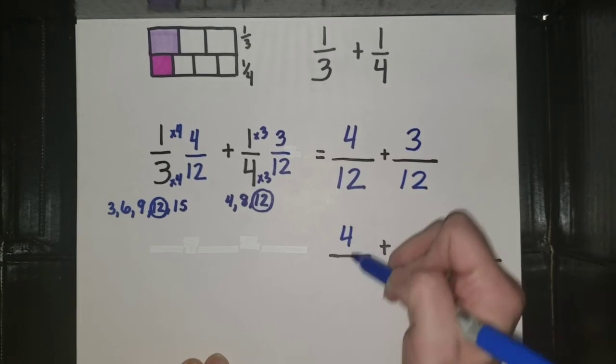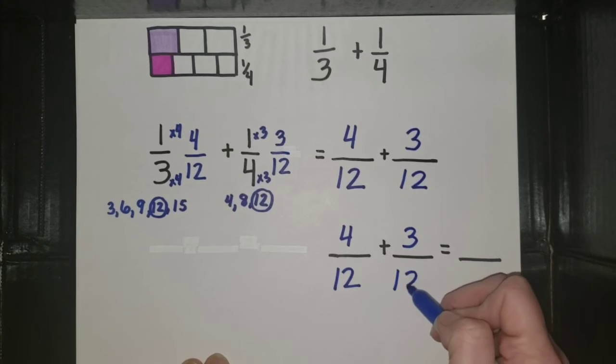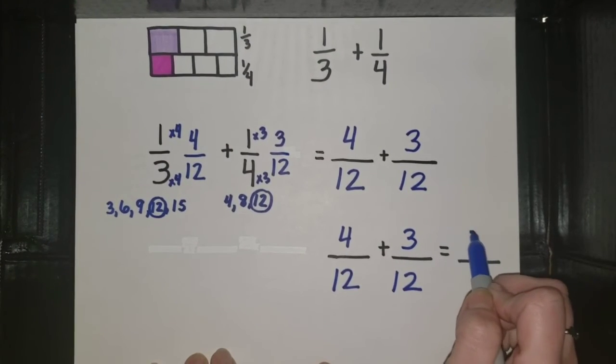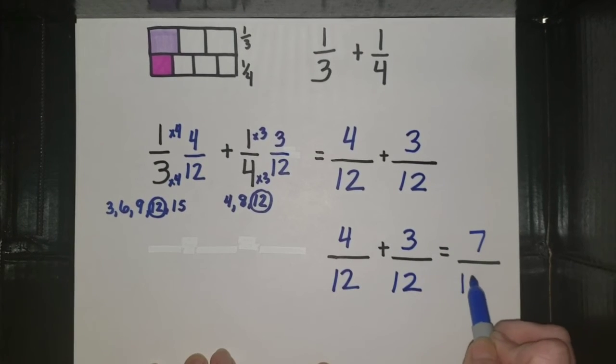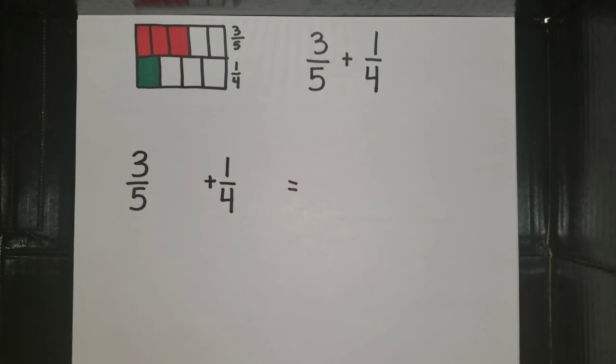So I'm just going to rewrite that down here. You don't have to do that if you have the room. 4/12 plus 3/12 is 7/12. Great job. Let's continue with this next model.